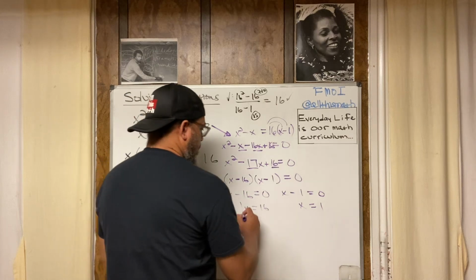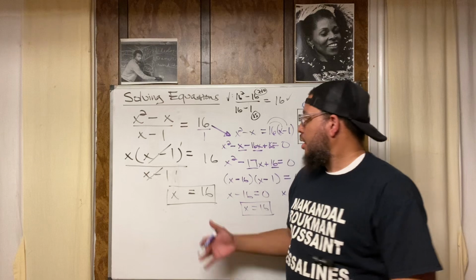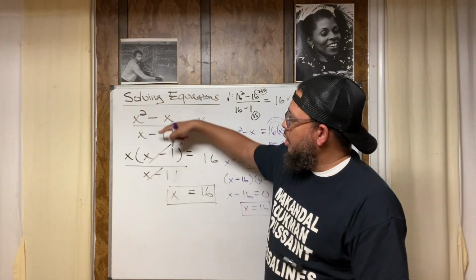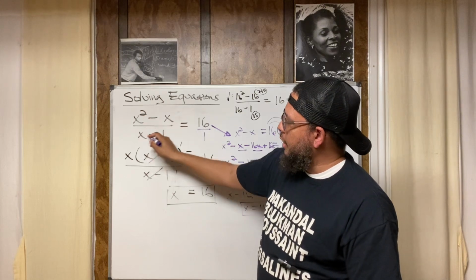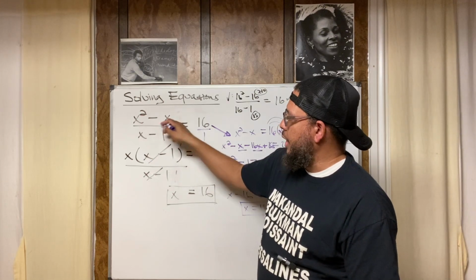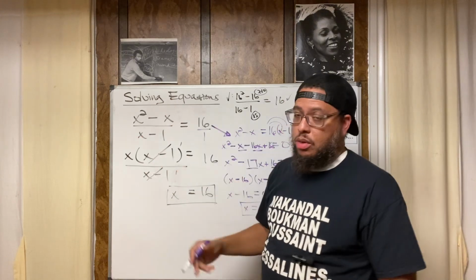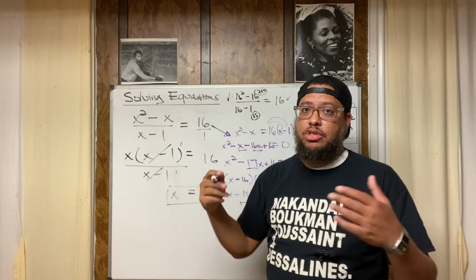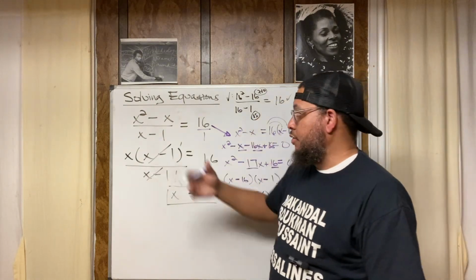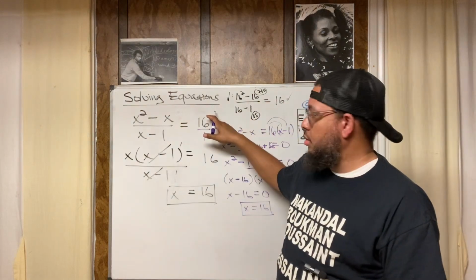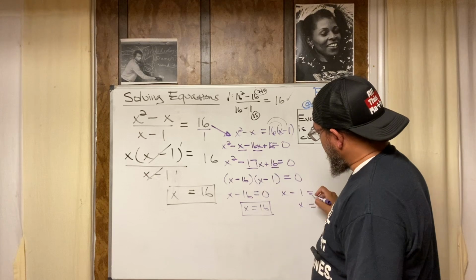So I know 16 works because we already checked this. But what happens when you plug in positive 1? If we plug in positive 1, we get an expression that does not exist, because 1 squared minus 1 is going to be 1 minus 1, which is 0. And then 1 minus 1 is going to be 0. So we get 0 over 0, which does not exist, all right? Because you can't have 0 in the denominator. 0 divided by 0 does not equal 1. And even if it did, that doesn't equal 16, right? So this is what we call an extraneous solution.